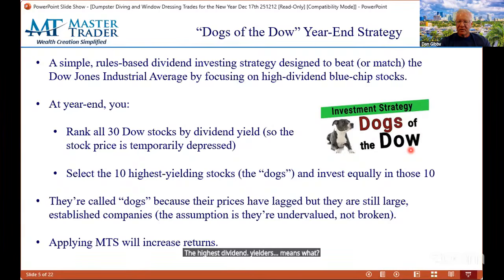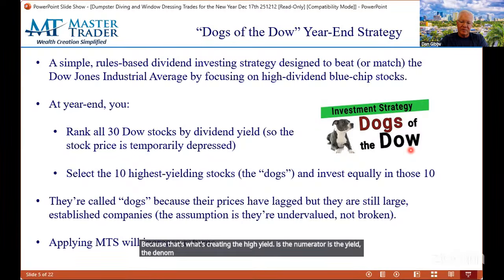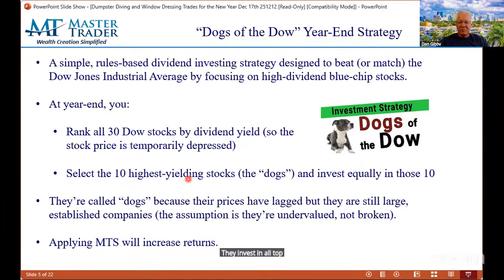Well, it doesn't have to be the worst performer. They're ranking it by dividend yield, but nine out of 10 times they're going to be the worst performers, because that's what's creating the high yield. The numerator is the yield, the denominator is the stock price. So the lower the stock price, the higher the yield. This is their strategy: from the Dow 30, they take the top 10, invest in all top 10, and repeat next year.